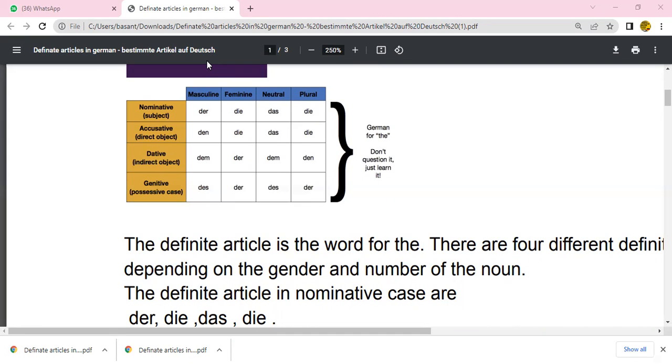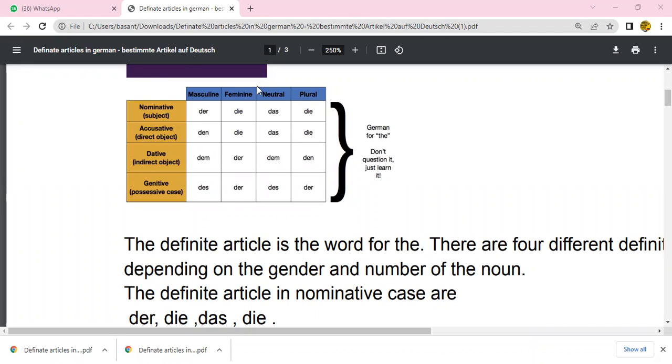So in our nominative case, this nominative case is referring to the subject. Accusative case is referring to the direct object. So these two cases we are covering in our A1.